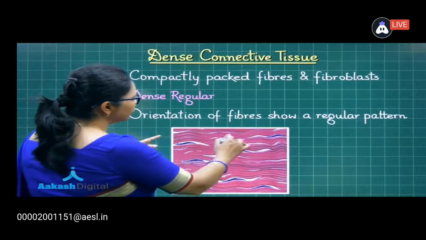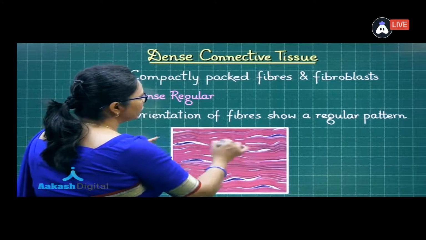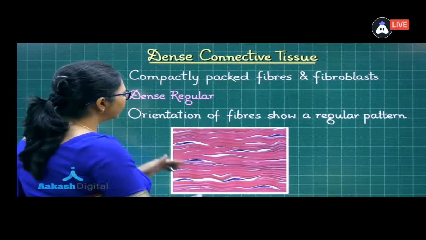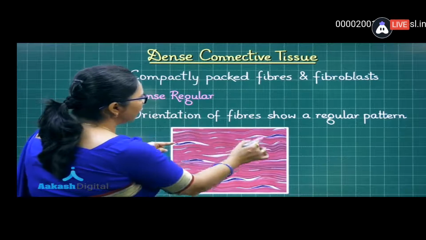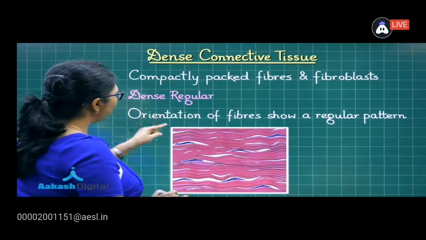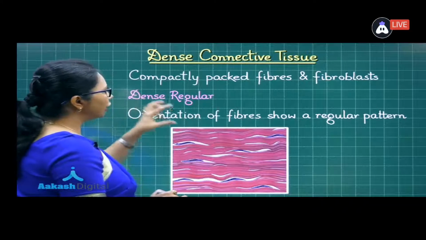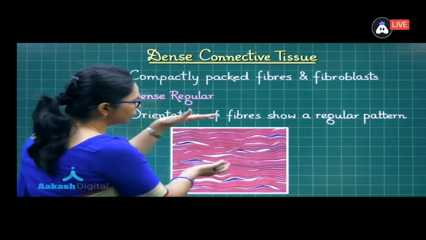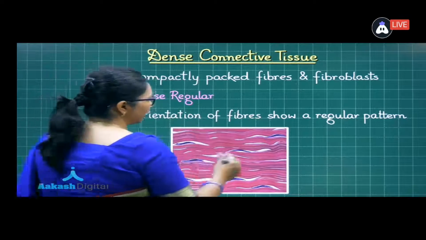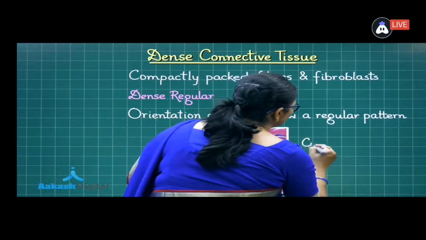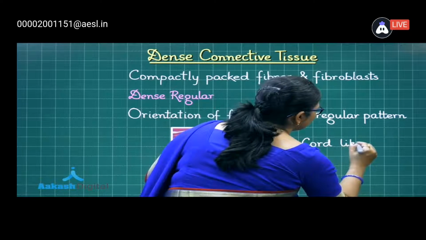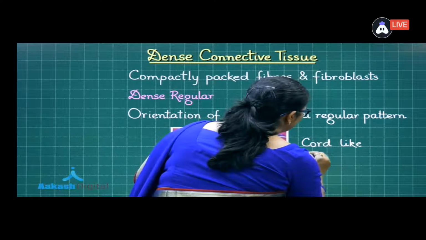Now in this case, as we see the orientation of the fibers, the fibers are parallelly arranged, they are showing a regular pattern, and in between the fibers we have these fibroblasts. Now this dense regular connective tissue is oriented in such a way that it forms a cord-like arrangement.